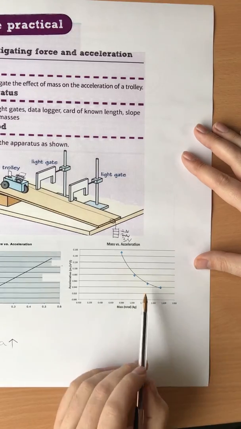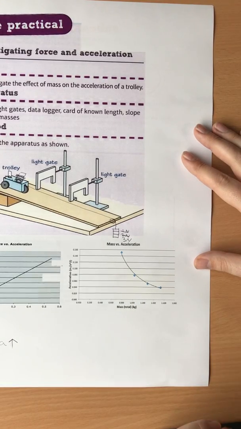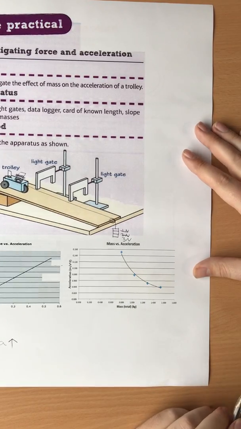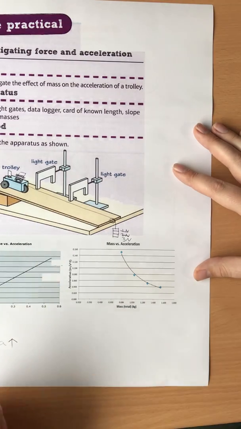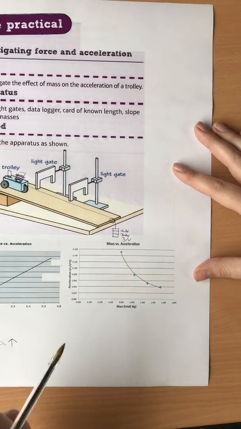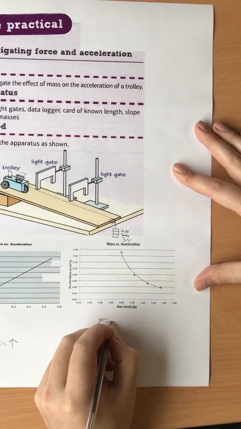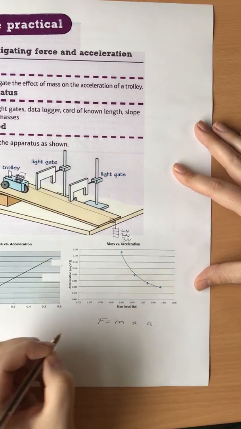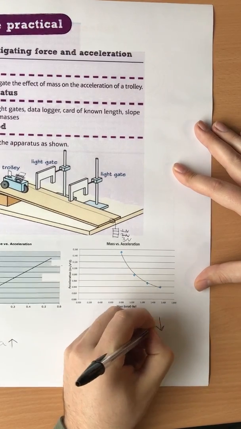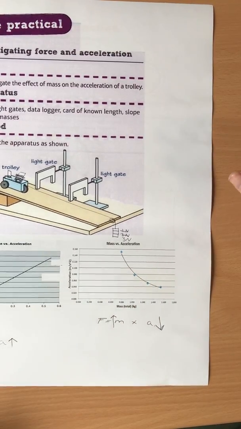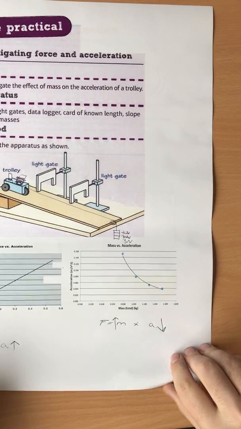You will get a graph that looks like this. This is not a directly proportional relationship, but it clearly does show that if the mass increases on the trolley, its acceleration decreases. Hence, F is equal to m times A. If I increase the mass on the trolley, its acceleration decreases, which makes much sense.